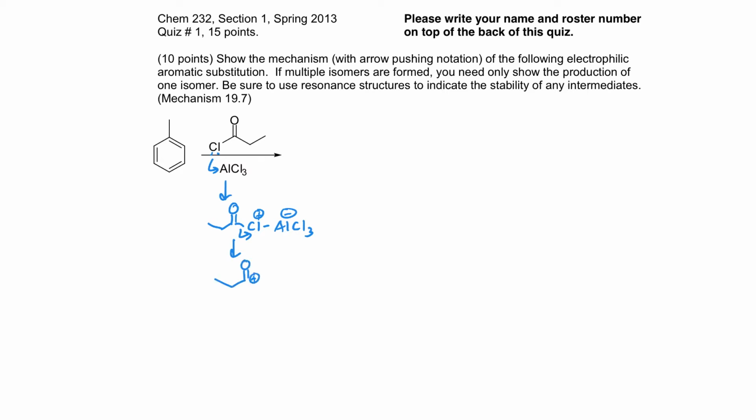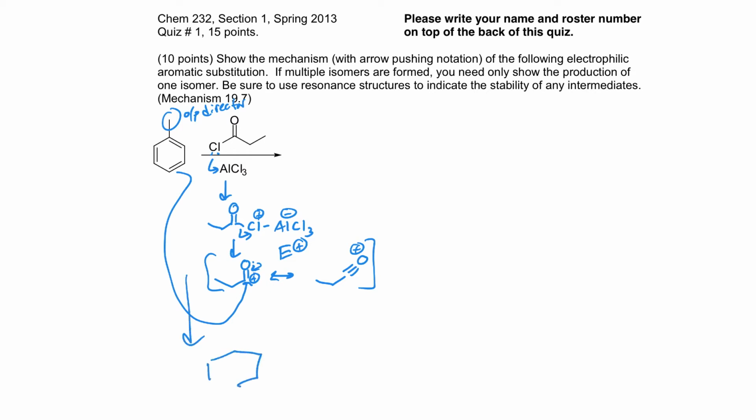We're going to make this strange looking resonance stabilized intermediate. I'll try to draw this a little better here. And now this is my electrophile that's going to react with the ring. And I can take my ring. I'm going to substitute on the para position because I have an ortho-para director. And that gets me to that intermediate.